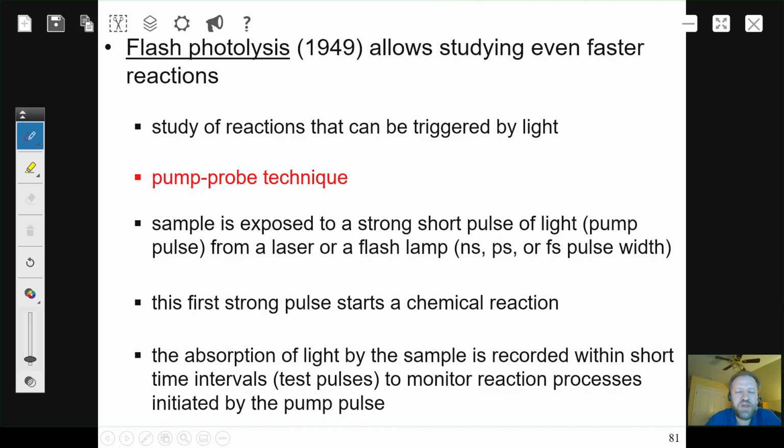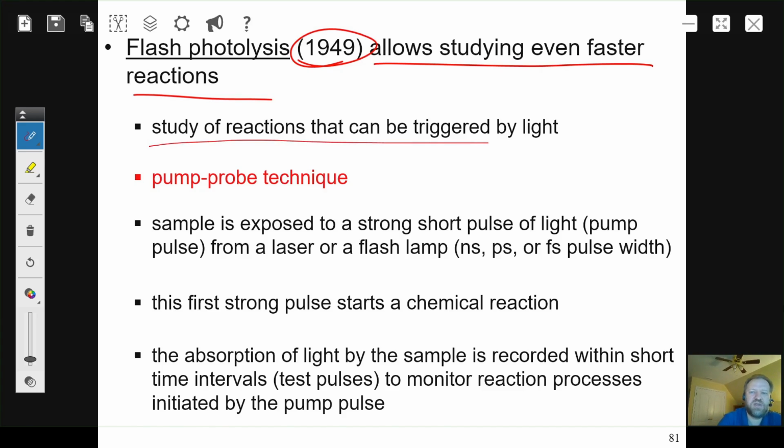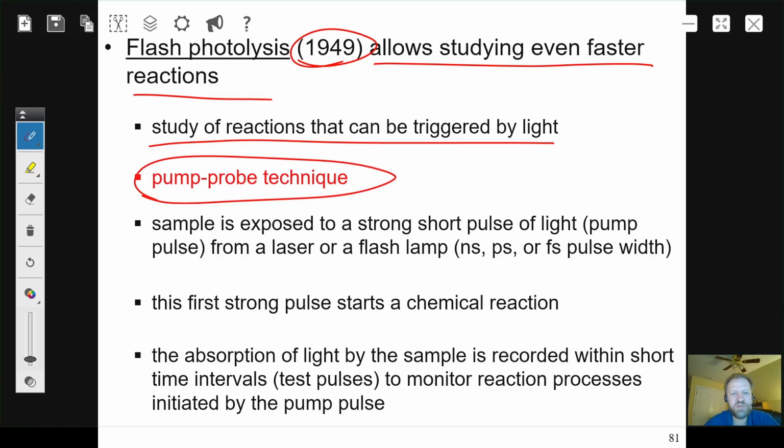The flash photolysis method, and you can see this is already the middle of the 20th century, allows studying even faster reactions. It primarily applies to the study of reactions that can be triggered by light. Again, just like the femtochemistry technique, it's a pump-probe technique. The sample is exposed to a strong short pulse of light, which is a pump pulse from a laser or a flash lamp, and depending, of course, on the device that produces that first pulse, the pulse may have a duration of nanoseconds, picoseconds, or femtoseconds.